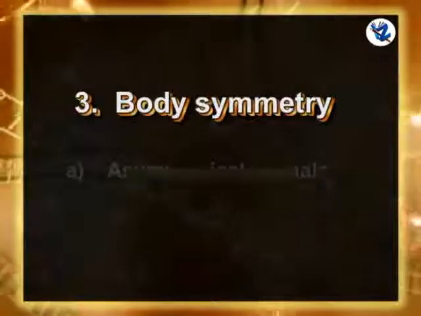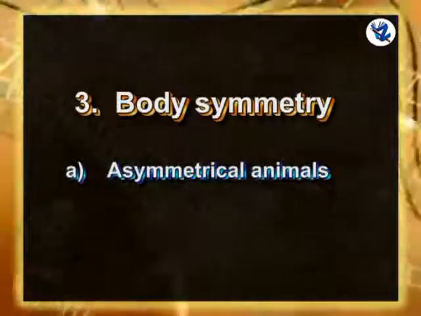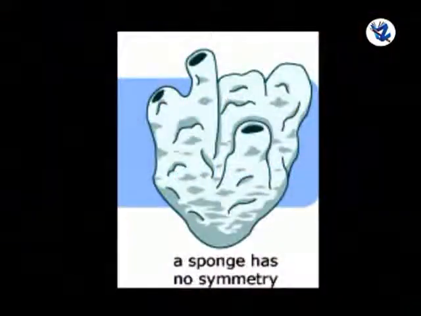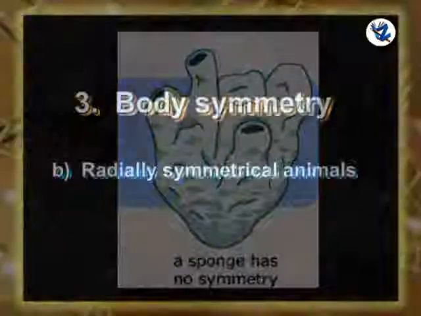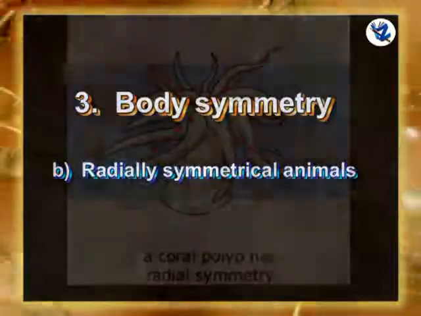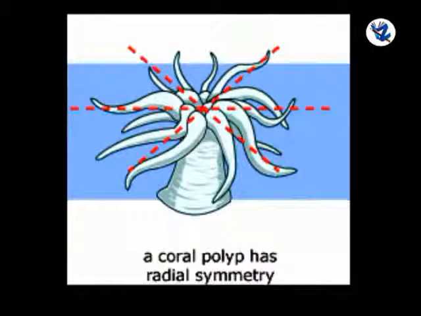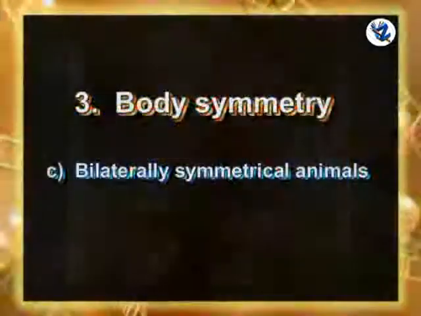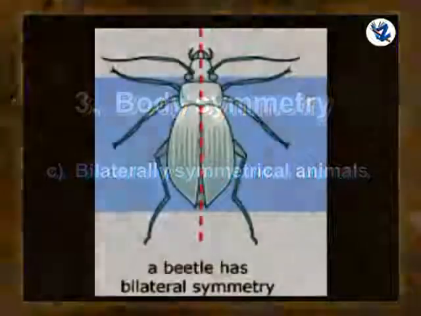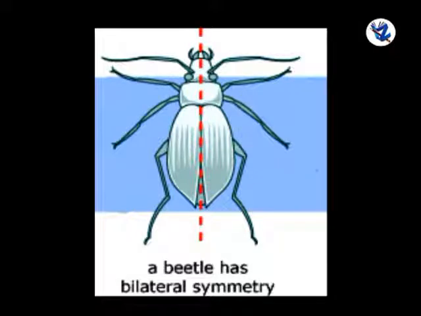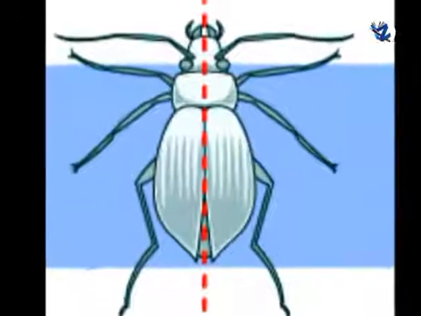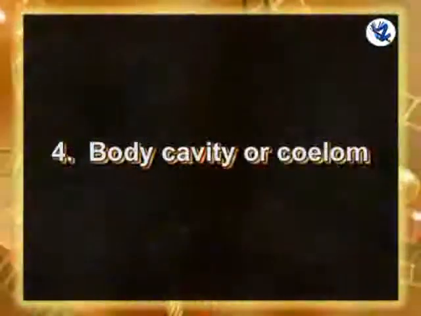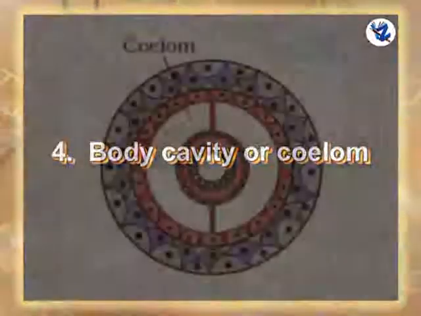Then body symmetry. 1. Asymmetrical animals. Here the body cannot be divided into two equal parts in any plane. Then radially symmetrical animals. The body can be cut or divided into two similar halves in a number of planes. Then bilaterally symmetrical animals. The body can be cut by a single median plane or vertical plane into two identical halves.